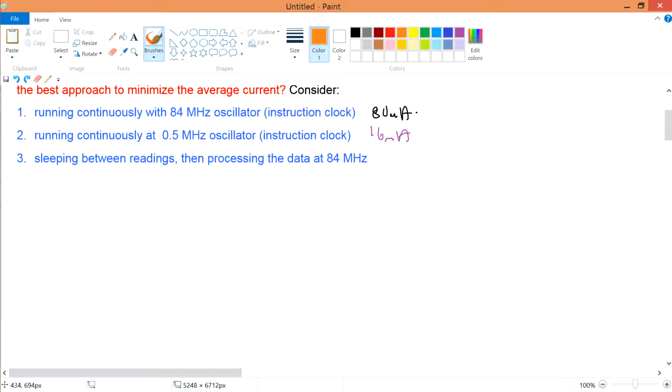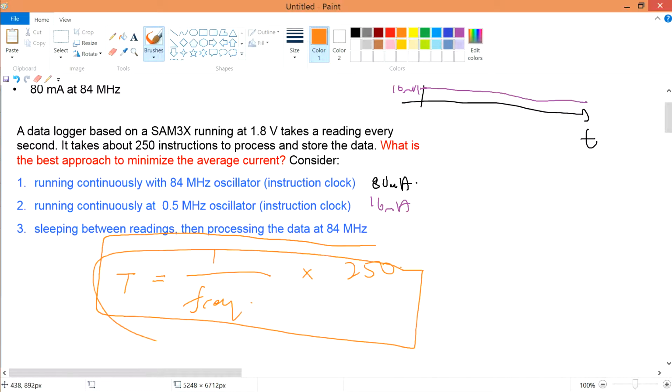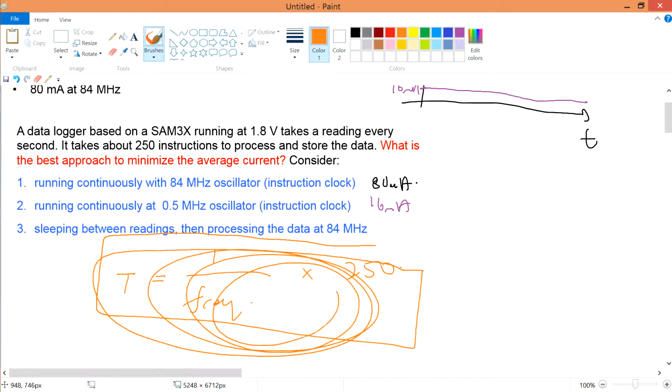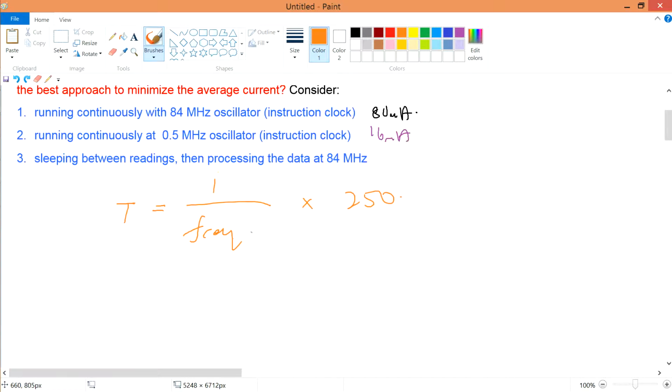If you remember, we have 250 instructions. So one period is equal to 1 over your frequency times your number of instructions. This is one equation that you may want to take note of. Your operating frequency is your clock frequency, which is 84 megahertz.